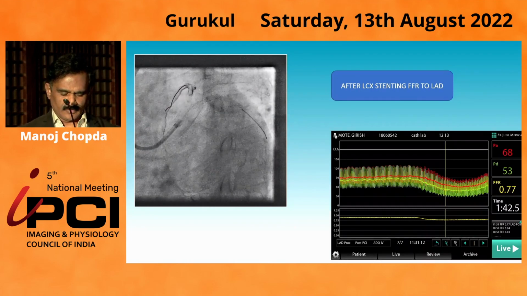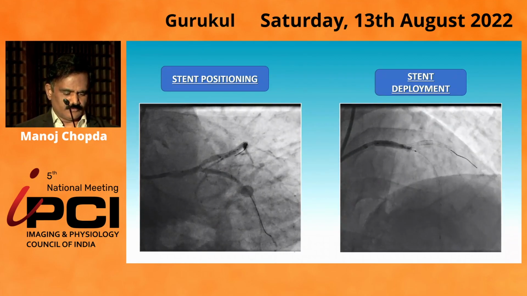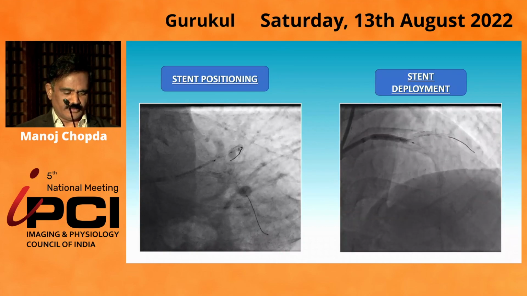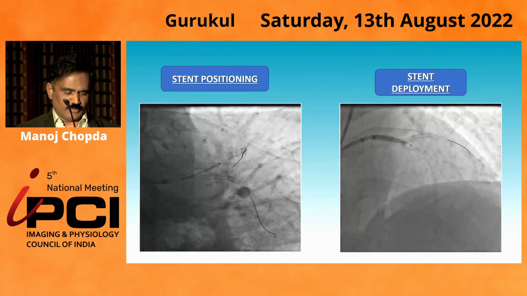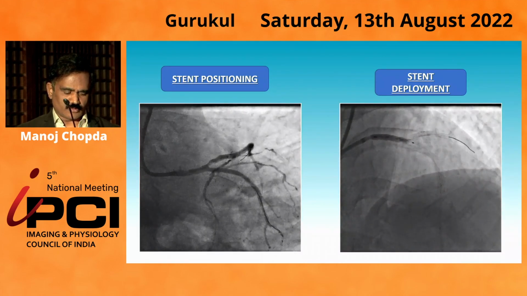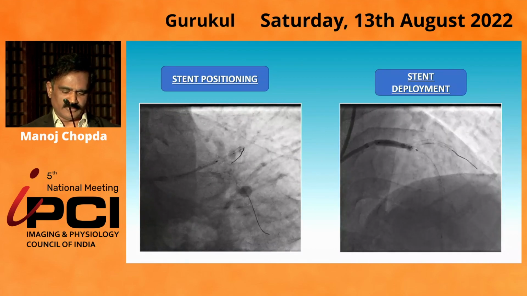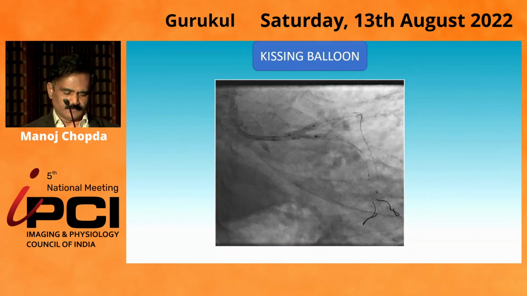So in view of this, we said that we will have to stent from left main to LAD. So it was 3.5x23, left main to LAD was stented. Post POT was done with a 4.0 balloon in the proximal left main, and then the final kissing was done.